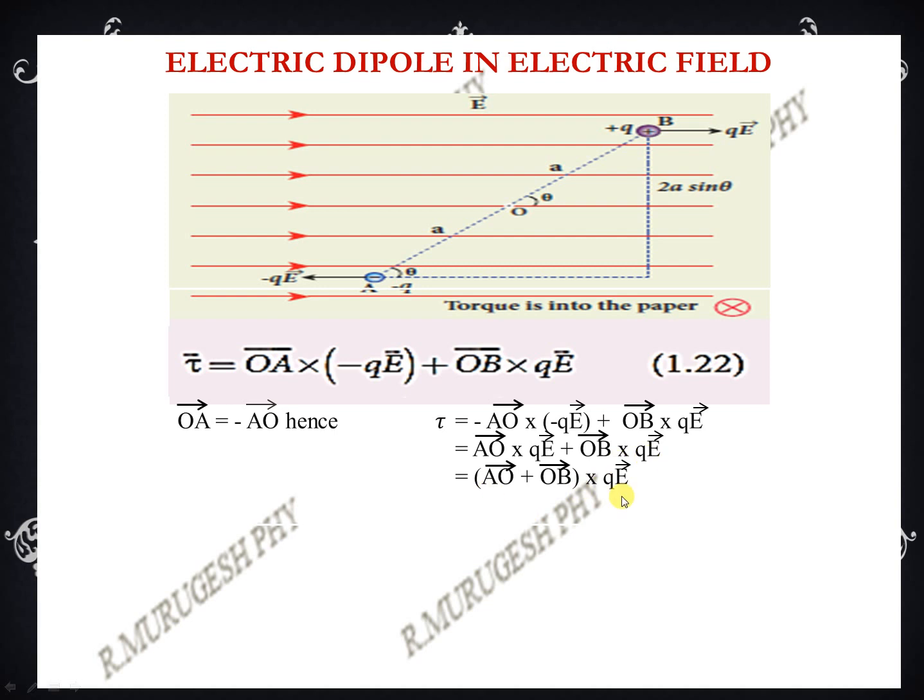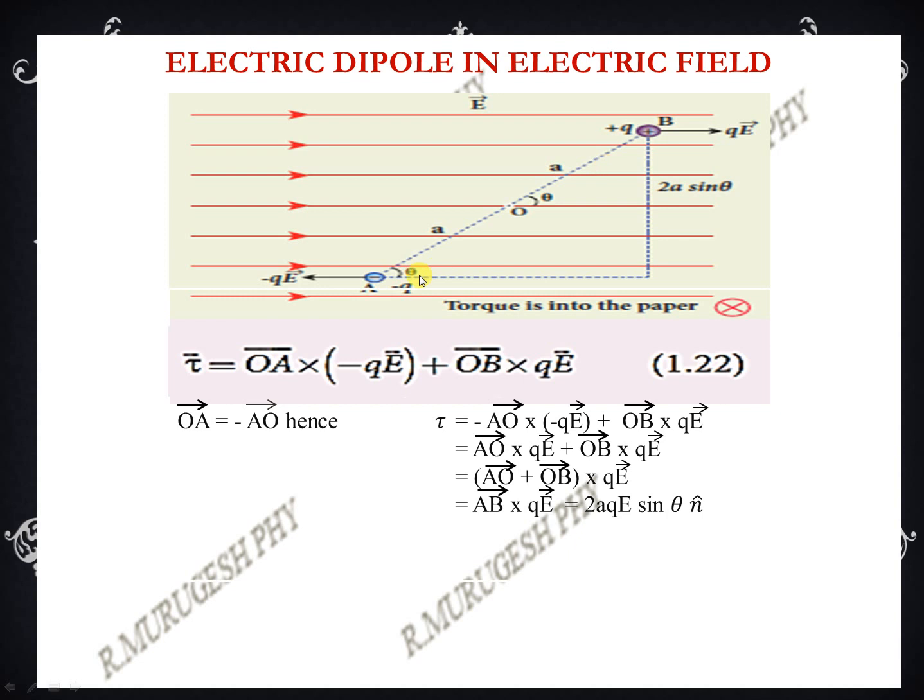See, we have taken QE vector as common. The next step, AO vector plus OB vector can be written as AB vector. So you are getting the expression for torque as AB vector cross QE vector. What is A cross B? It's AB sine theta n cap. The same like here, it's AB vector cross QE vector.